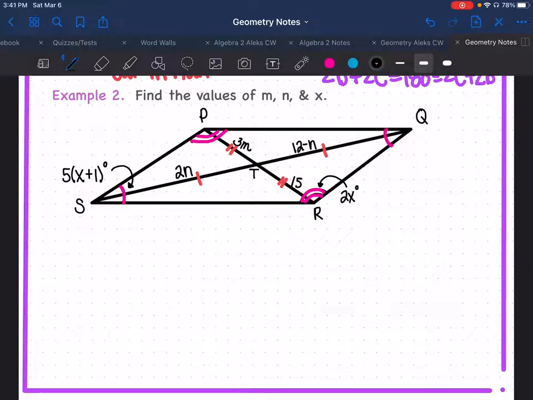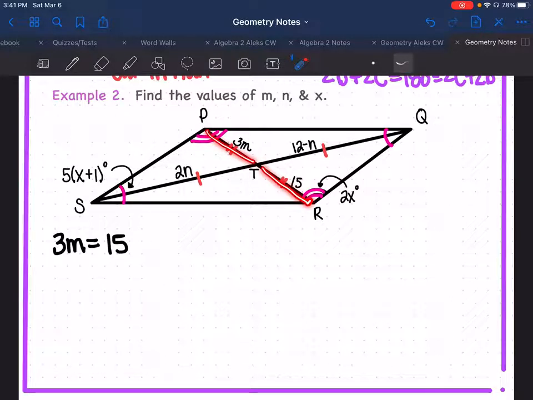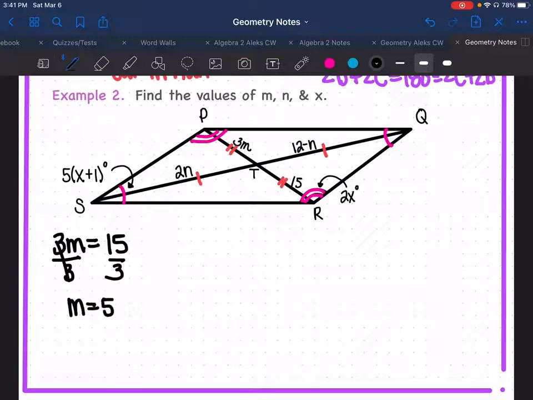So I'm going to start with finding M. 3M is equal to 15. They are both part of my diagonal, and they are equal to each other by the properties. I just have to divide both sides by 3. M equals 5. There's my first answer. Yay!